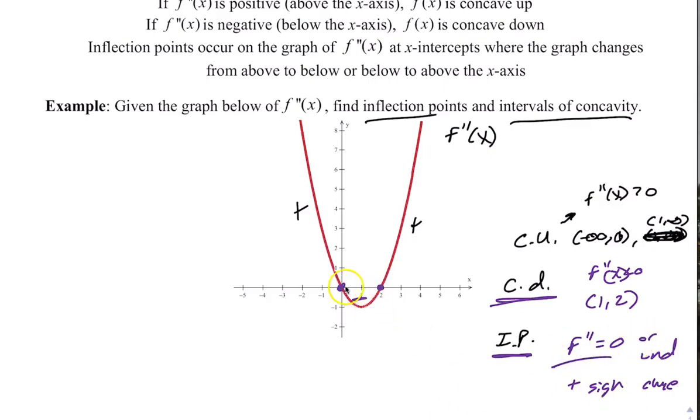Is there a sign change? Well, right here, I go from positive to negative. So yes, there's a sign change there, so at x equals 0. And there's a sign change here. We go from negative to positive. So both of those are inflection points. And that's the lesson.